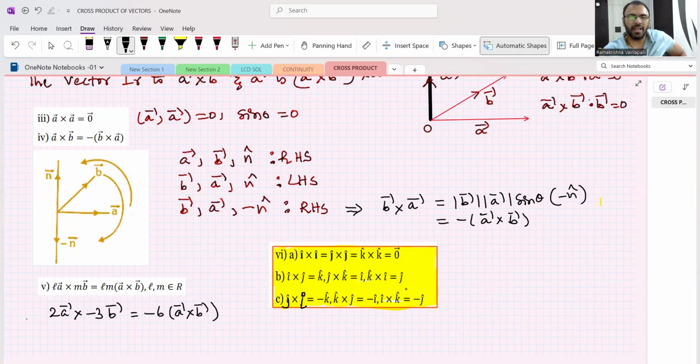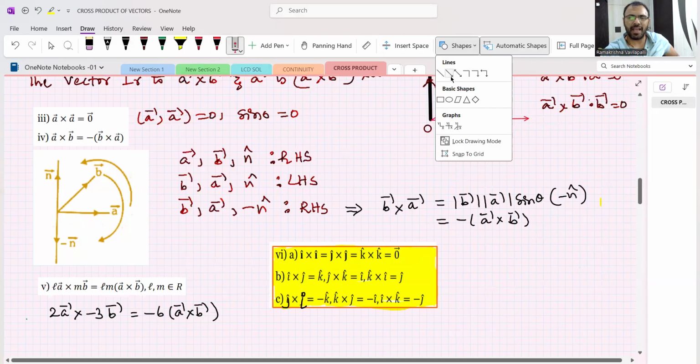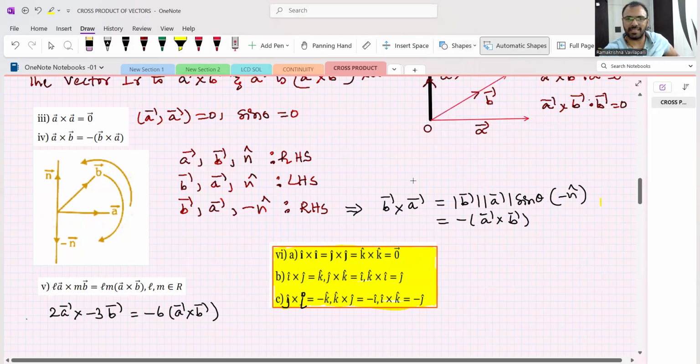Isn't it? Now you see that the angle between I cap and I cap is 0 degrees. Therefore, here you see that I cross I is equal to J cross J is equal to K cross K is equal to 0 bar. And the angle between I, J, K is 90 degrees, as they are three mutually perpendicular vectors.